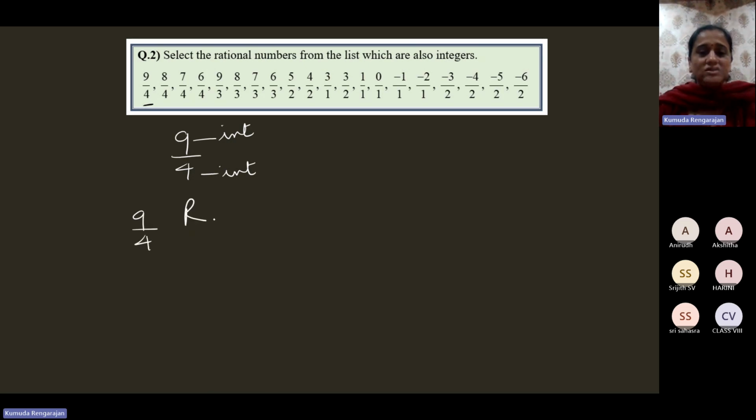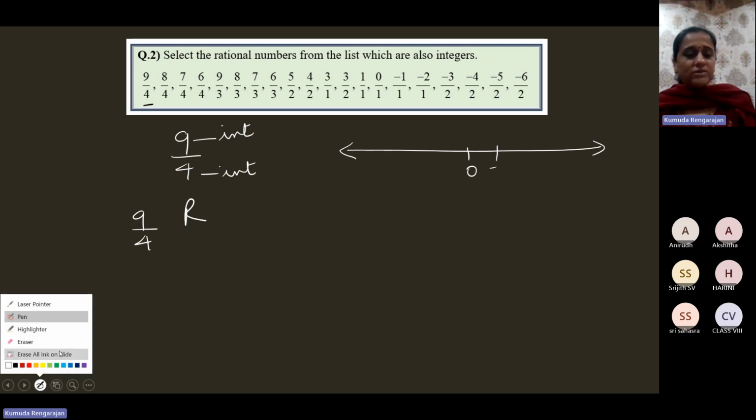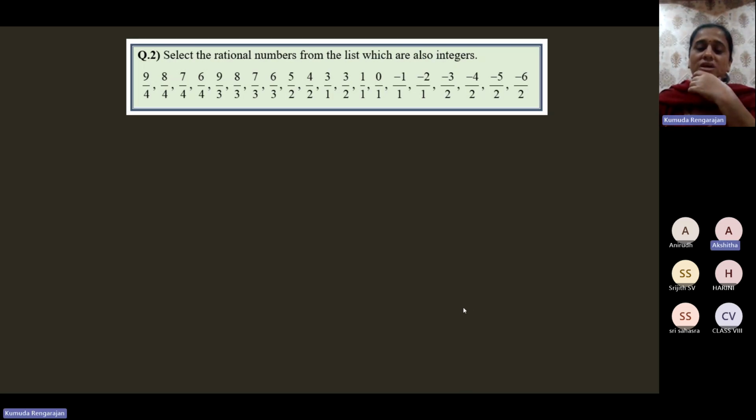Is it an integer? What are integers? Ma'am, I can't see the screen, ma'am. Oh, I haven't shared my screen. Just a minute. What about the others? Ma'am, we can see this. Okay. No, just leave the meeting and rejoin. Okay, ma'am. No problem. Just leave the meeting and rejoin.